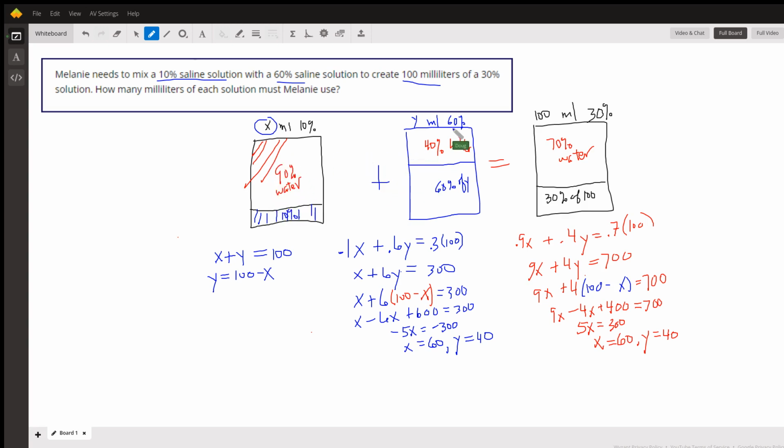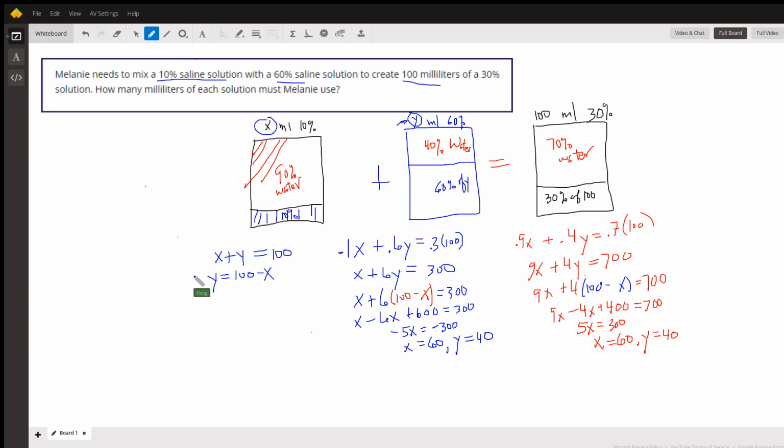And plus, well, we've got Y milliliters of 60% solution. So 60% of that variable is the amount of saline in this beaker. So 40% of it is water. And we want to end up with 100 milliliters in total, 30% of which is saline, so 70% is water.